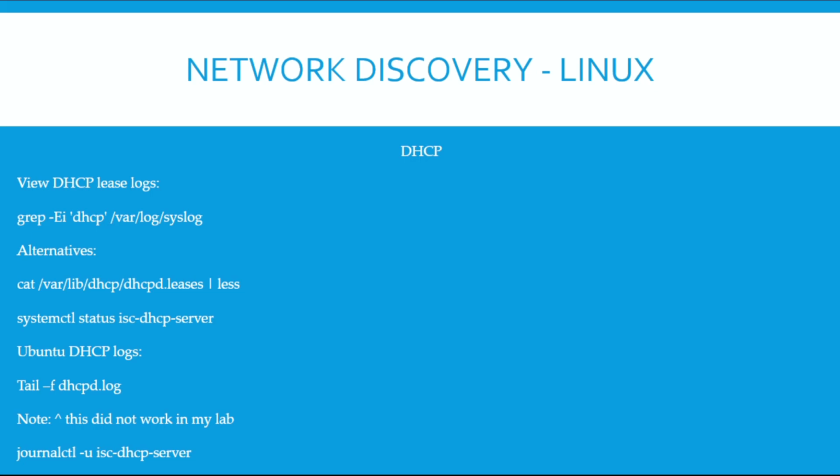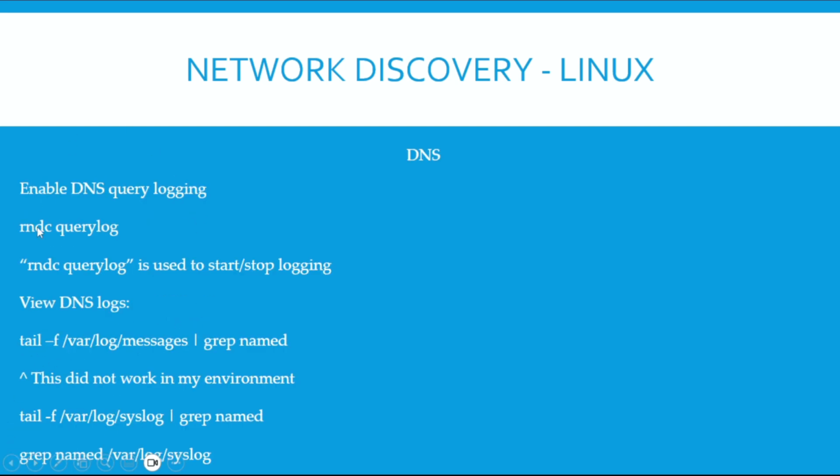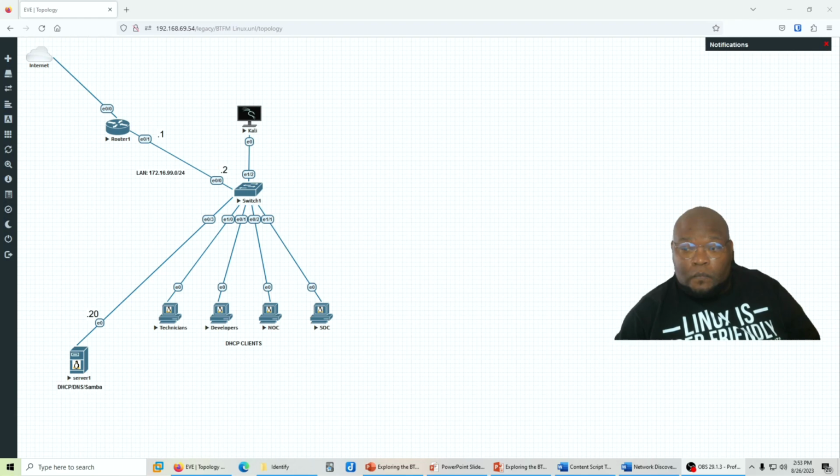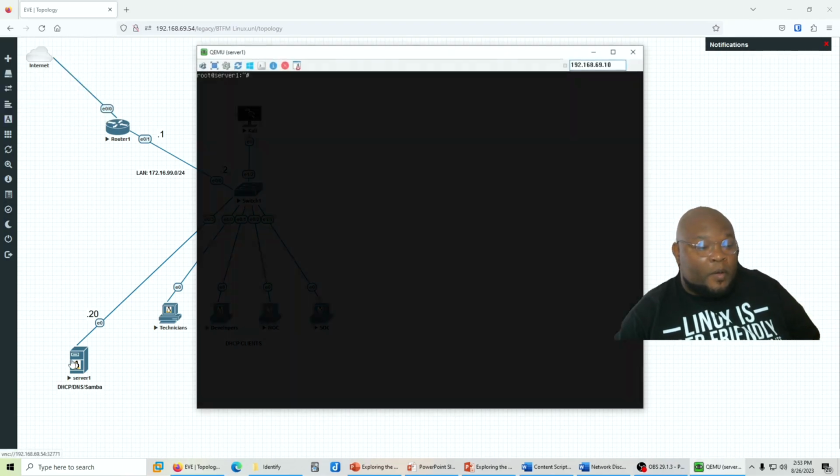So that's it for the DHCP part of this video. We're going to move on to DNS, and we're going to enable DNS query logging and monitor those logs. So let's switch back to the lab and check that out. Okay, so we're back in the lab. I'm going to open up the server again.